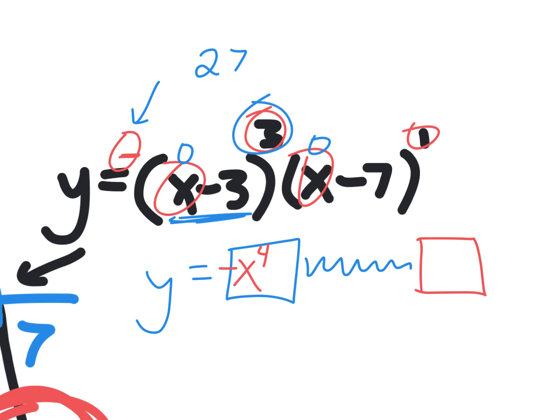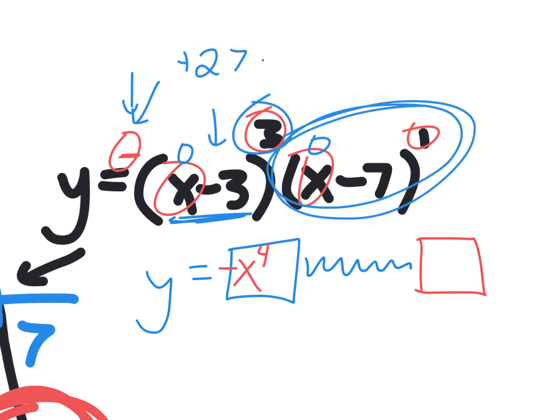3 times 3 times 3, being careful with my negatives. There were 3 negatives here, and then 1 more negative, so there's 4 negatives, makes it positive 27. And then it's times that, which is really just negative 7.